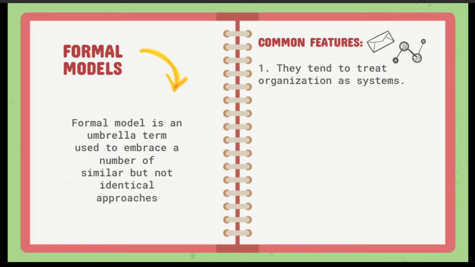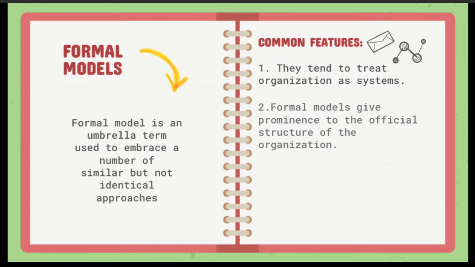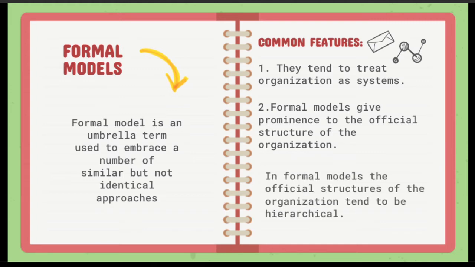What are their common features? Number one, they tend to treat organization as a system. Number two, formal models give prominence to the official structure of the organization. And in formal models, the official structures of the organization tend to be hierarchical. So, formal models comprise a system of structures.